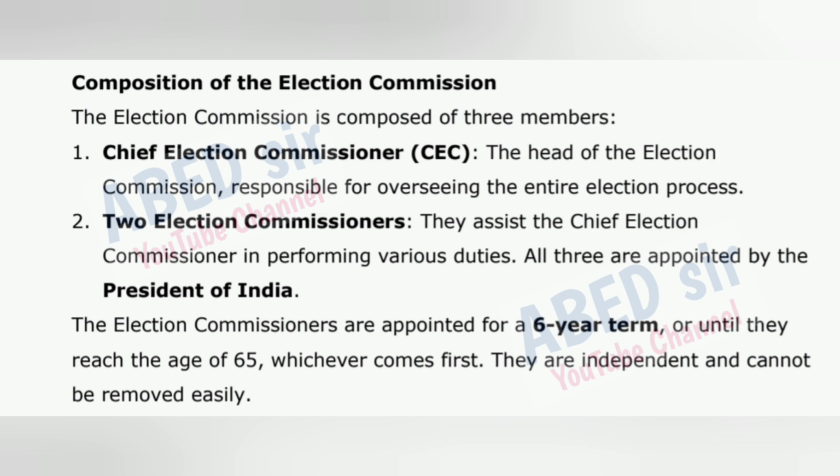All 3 are appointed by the President of India. The Election Commissioners are appointed for a 6-year term, or until they reach the age of 65, whichever comes first. They are independent and cannot be removed easily.